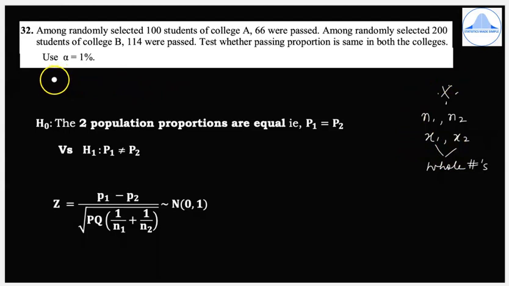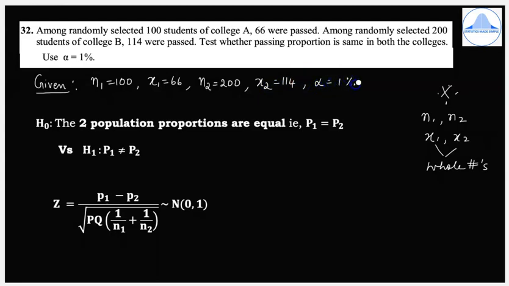So now let us write down the 4 values given to us in this problem. So given, the word randomly selected means it is n1 is equal to 100, and 66 students passed in college A from that particular sample means x1 is equal to 66. Similarly, a random sample of size 200 was chosen from college B, which means that n2 is equal to 200, and of them 114 pass, that is x2 is equal to 114 and alpha is equal to 1%.